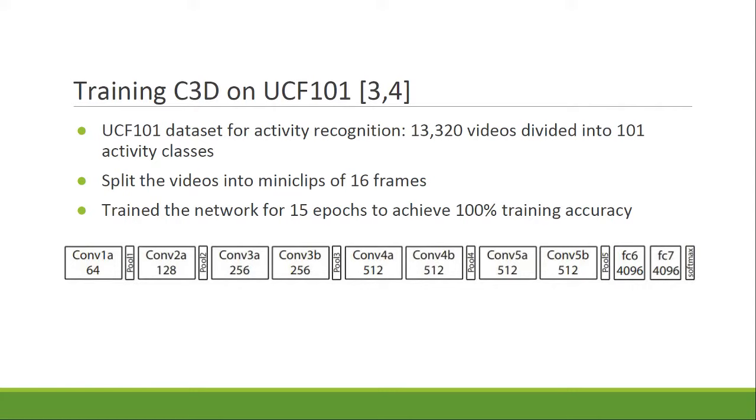The diagram below shows the architecture of the C3D model. As you can see, there are 8 convolutional layers for feature extraction, and then we have 2 fully connected layers at the end to perform classification.